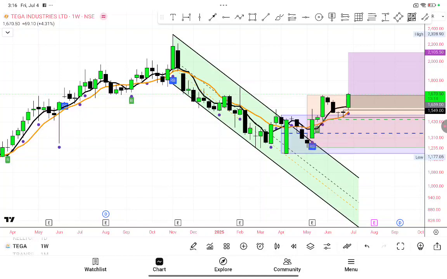Before starting the analysis of this stock, which is on the screen, right now we are in the current live market. Time is 3:16 p.m. Market is still 15 minutes to close, and I took a position in this stock, that is Tega Industries. I'll explain what this is, but before that, you will see some markers on this chart.